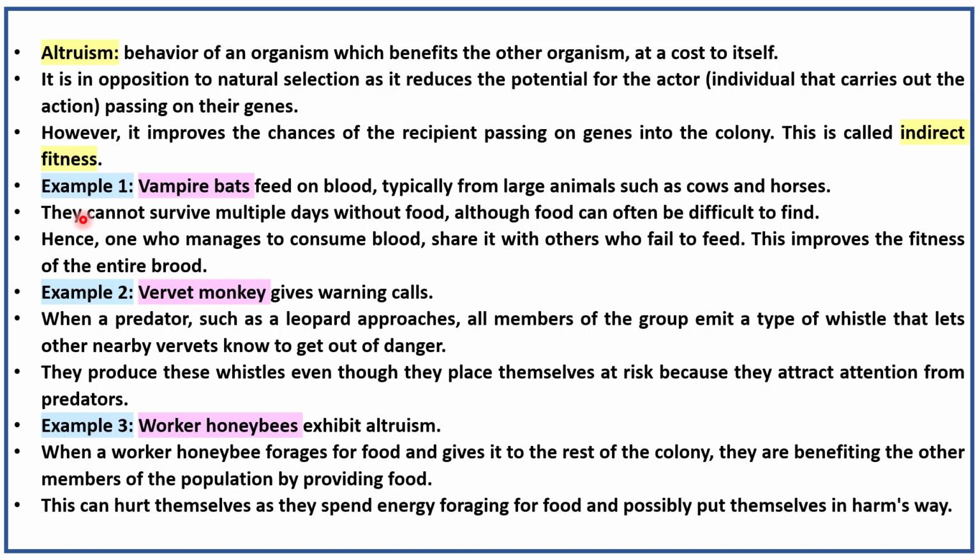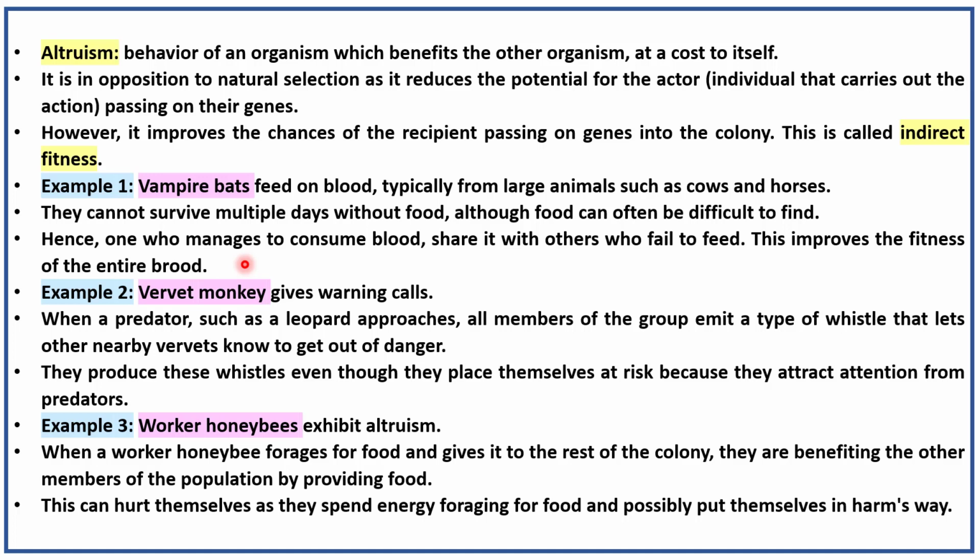Now we will see some examples of altruism. Vampire bats feed on blood, typically from large animals such as cows and horses. They cannot survive multiple days without food, although food can often be difficult to find. Hence, one who manages to consume blood shares it with others who fail to feed. This improves the fitness of the entire brood.